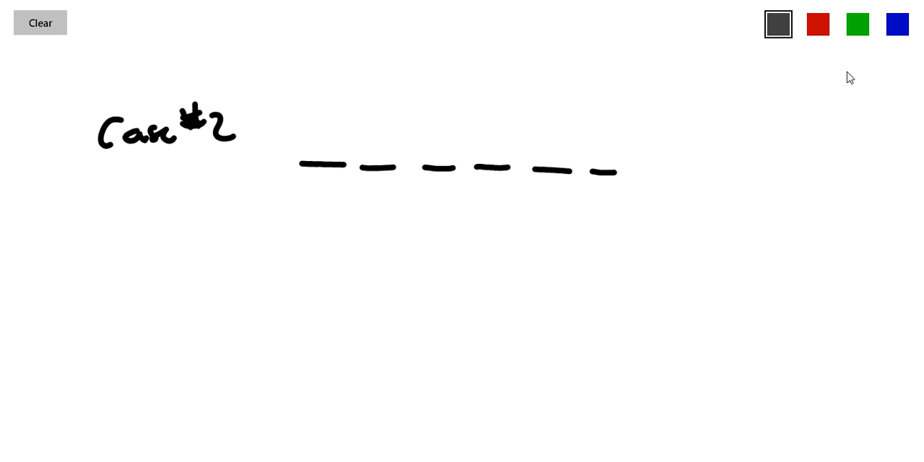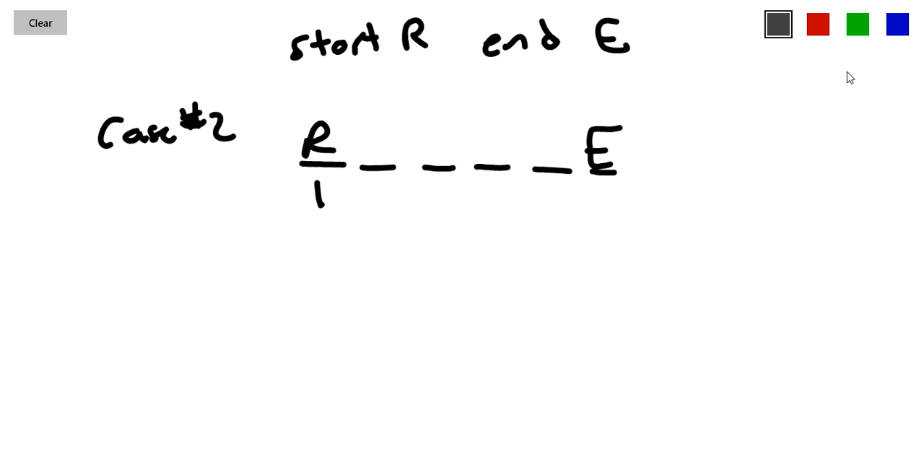So then let's look at case number 2. So here we're going to start with an R and we're going to end with an E. So start with an R, end with an E. So there's 1 letter R, there's 1 letter E. Again, the letter R is the same regardless of which one I pick. So there's 1 choice here. So we really only have to worry about the math that comes in the middle.